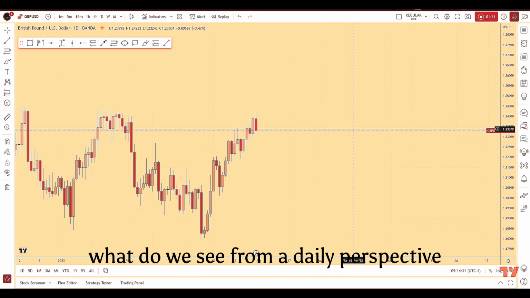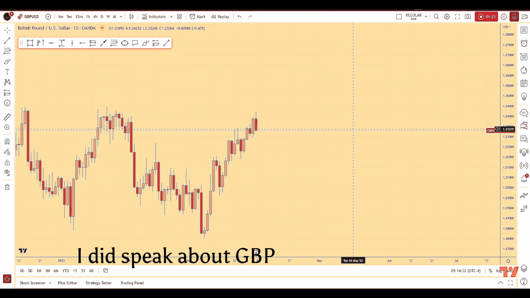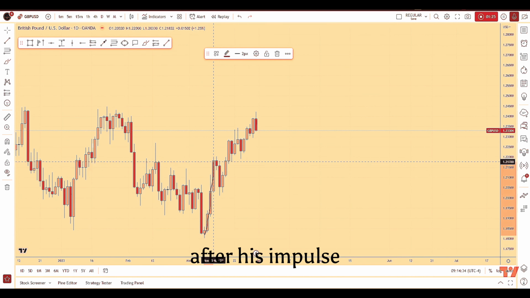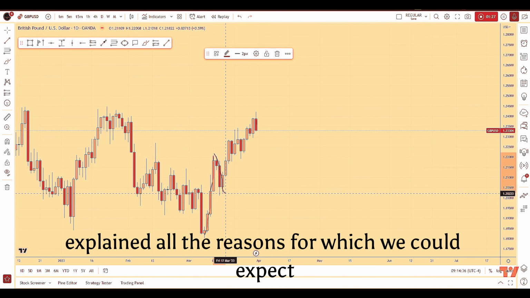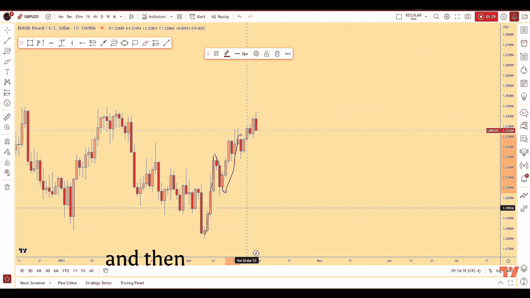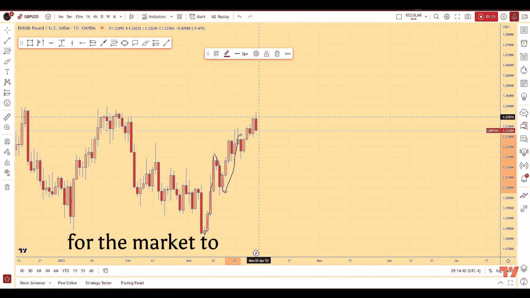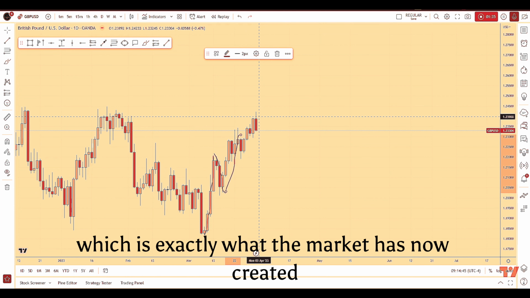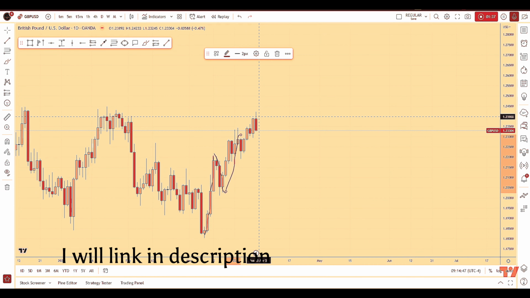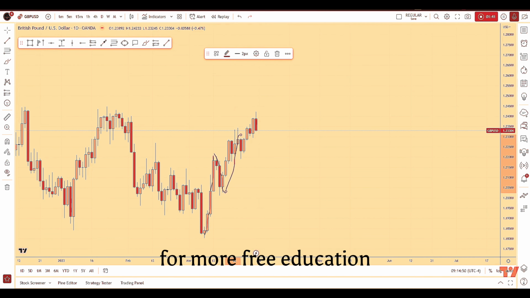Now, if we go down on a daily time frame, what do we see? From a daily perspective, first of all, I did speak about GBP USD a few days ago. After this impulse, I explained all the reasons for which we could expect first the correction and then more bullish continuation for the market to go and test the high of the range, which is exactly what the market has now created. And by the way, I will link in description that previous analysis so you can go and check it out for more free education.